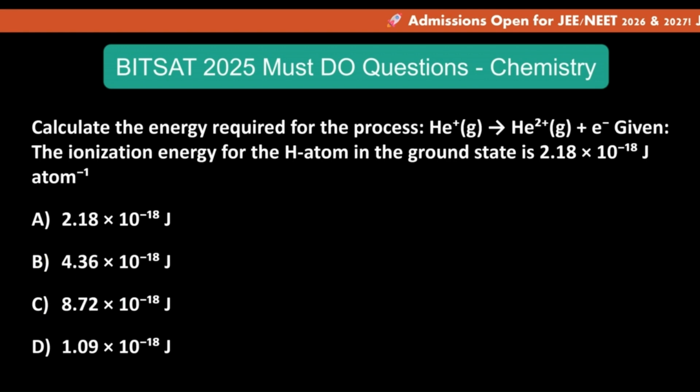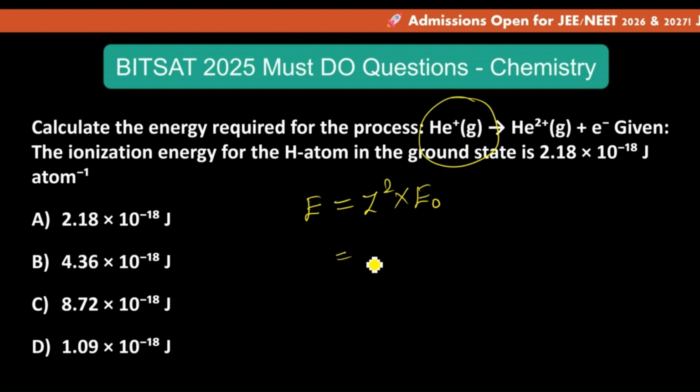Okay, moving on to the next question. Calculate the energy required for the process He plus to He 2 plus plus electron. Given ionization energy for the hydrogen atom in the ground state is this much. So what is happening over here? We are removing the electron, this is a second ionization energy, right? He plus, removing one more electron. So this will become a hydrogen like atom, so E will be Z square into E naught.